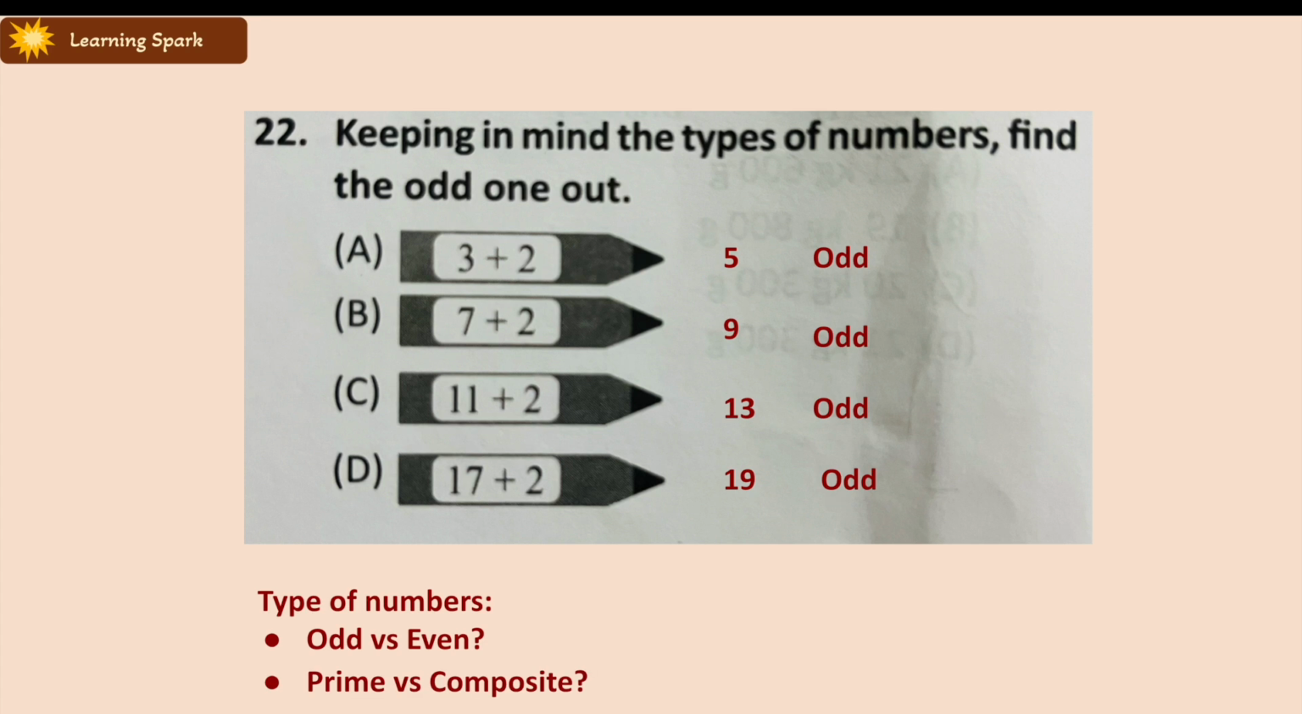Let's try prime versus composite. 5 is a prime number. 9 is a composite number, because 9 equals 3 into 3, right? So there are other combinations possible other than 1 times 9, so it is not a prime number. 13 is a prime number and 19 is a prime number. So 9 is the only composite number here, so this is the odd one out. The answer is B.